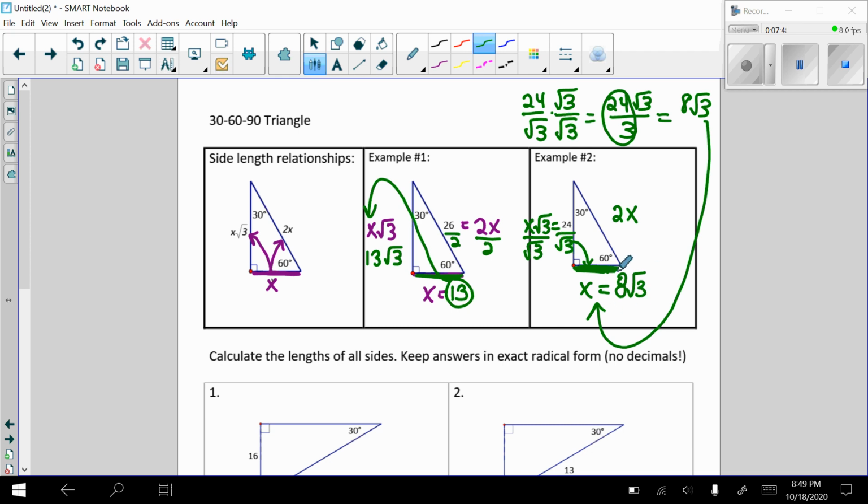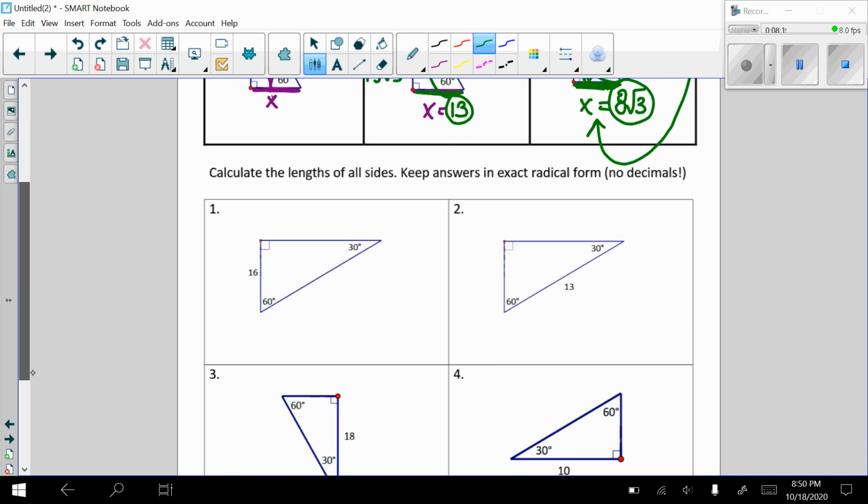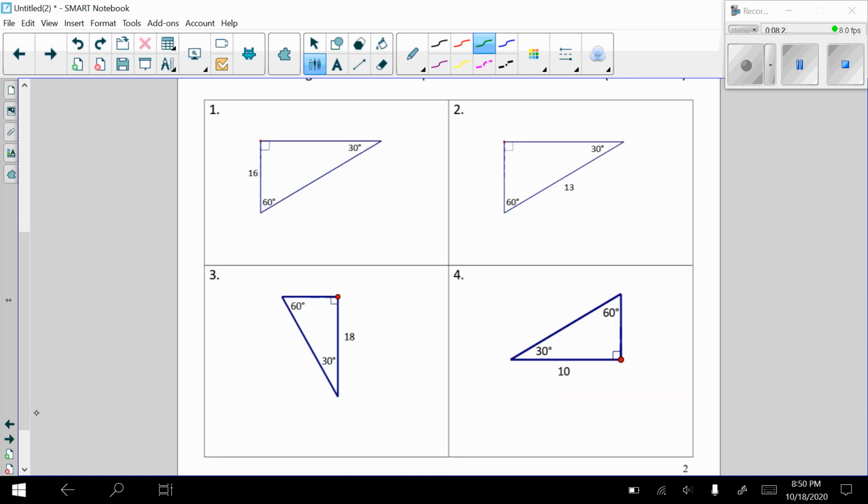Once we have that side length, we take this number and we drop it right in here for x. So we'll have 2 times 8 root 3, which will be 16 root 3. And that's the long side of the triangle. So just like the 45, 45, 90s, there's a very special ratio, very special relationship among the sides. You always have to solve for x. You have to make sure that you rationalize or reduce when possible. So let's practice a couple of problems, and you'll notice that these triangles are facing different directions.